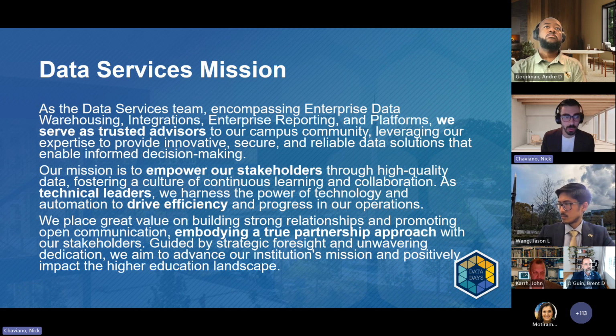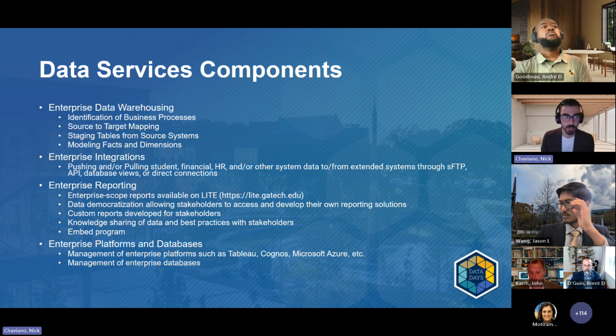With those three core components and platforms and databases, I'll walk through a little bit about what that means and different services that the campus community can take advantage of. First and foremost is enterprise data warehousing. The main goal of what data services is trying to do is create a single source of truth. As you may or may not know, there are many different sources of information all across Georgia Tech. There's Banner for our student information system, OneUSG Connect for our HR system, Workday for our finance system, alongside hundreds of other systems across campus.